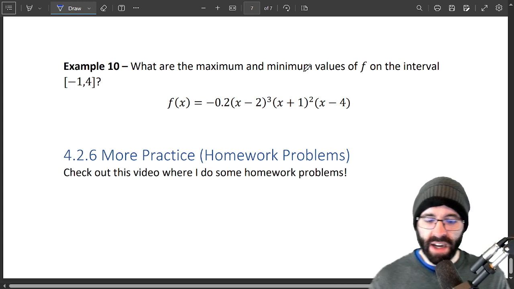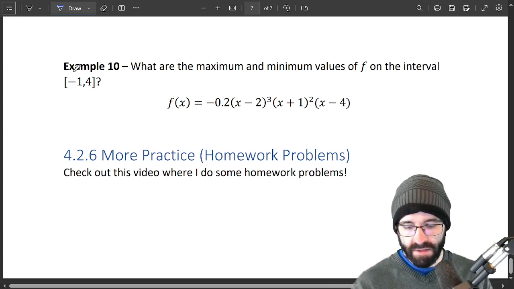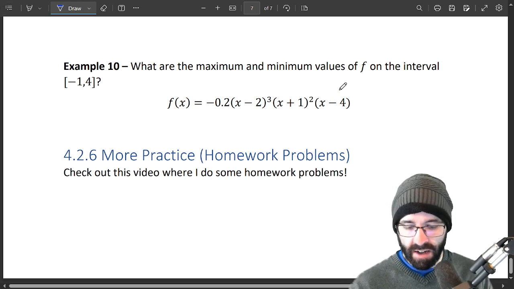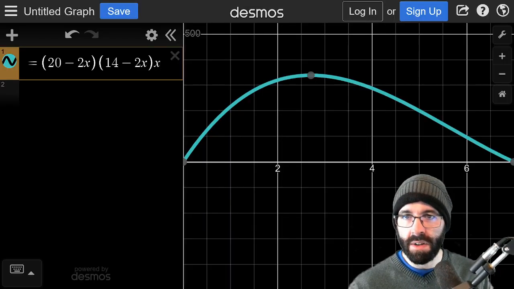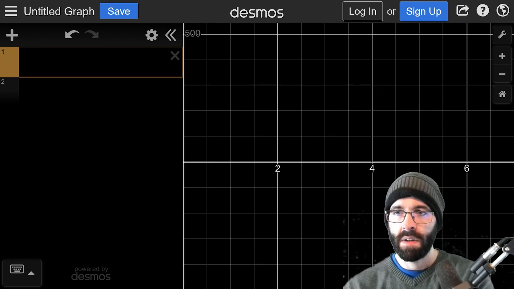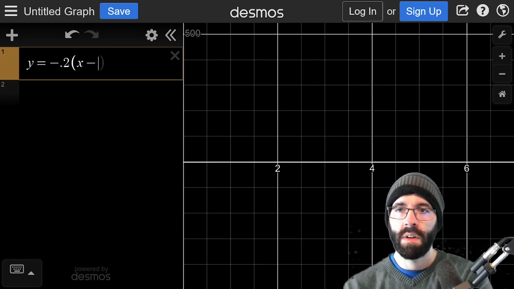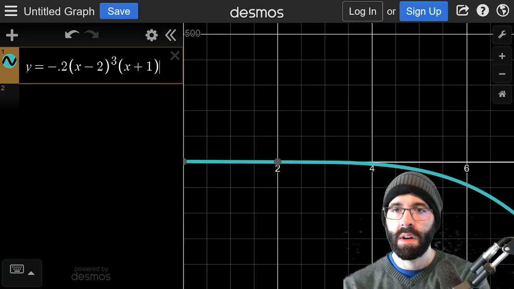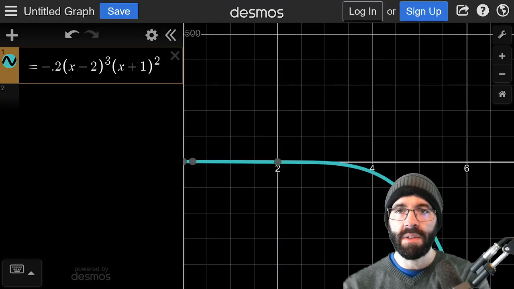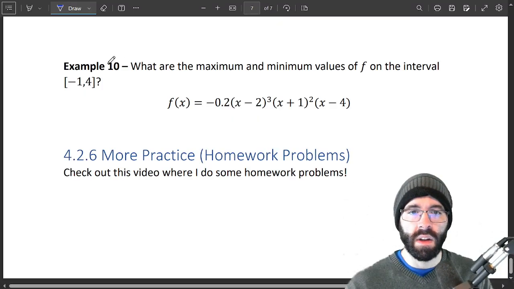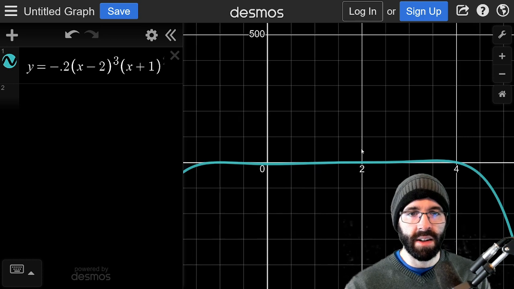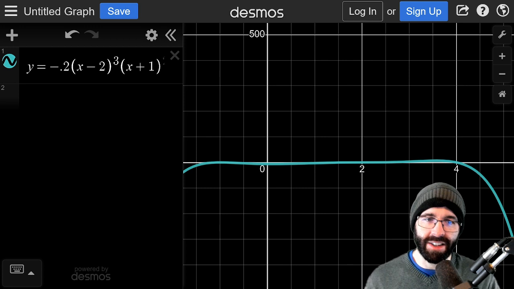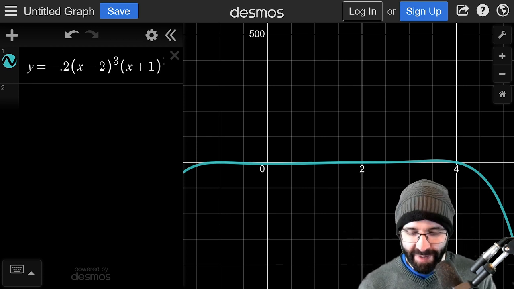What are the maximum and minimum values of some function f on a certain interval? Well, let's find out. Let's graph it: negative 0.2 times x minus 2 cubed, times x plus 1 squared, times x minus 4. Oh, you can't see anything. Really need to fix my green screen before the next video.